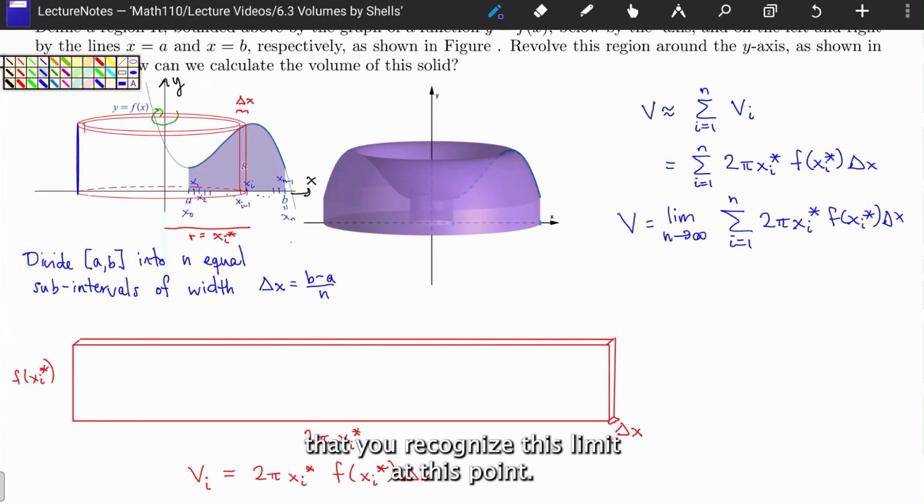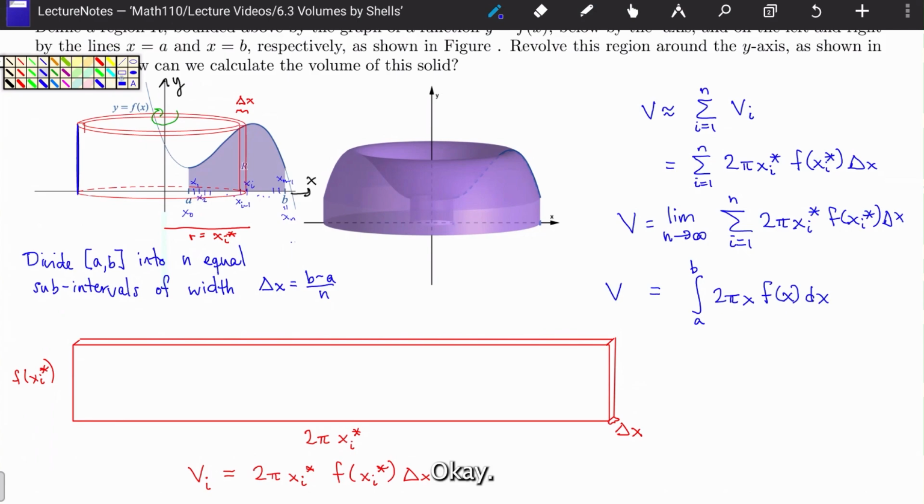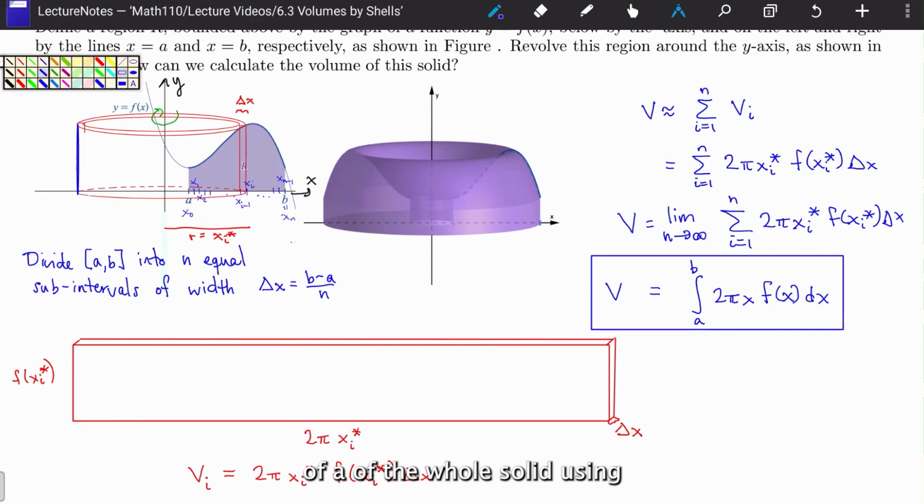And I hope that you recognize this limit at this point. This is a Riemann sum. So this limit is going to be equal to the integral from a to b of the function that we are integrating, which would be 2 pi x times f of x dx. Okay, so this is how we're going to calculate the volume of the whole solid using cylindrical shells as our object of integration.